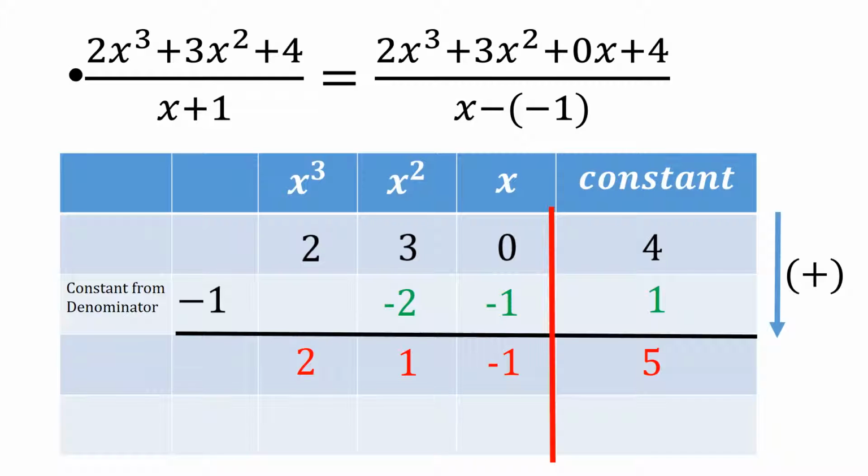So we are now ready to form the quotient and the remainder from this division. Now, because we divided x cubed by x, we drop all the powers on the variables down by 1, and those are all the columns that are to the left of the red vertical line that I've drawn. So our quotient will have a 2 multiplying x squared, a 1 multiplying an x, and a negative 1 as a constant. And again, I've reached the red line, which means the terms beyond this red line form the remainder. So we have 5 as our remainder.